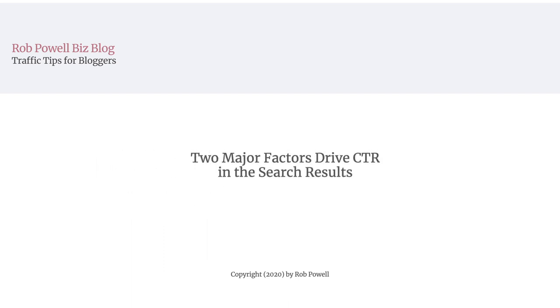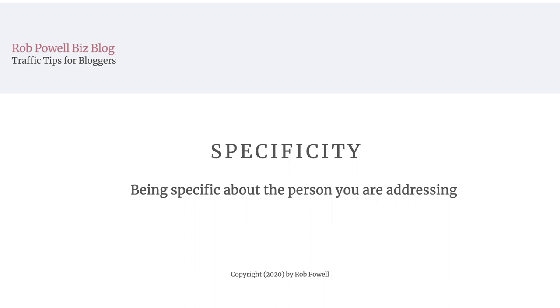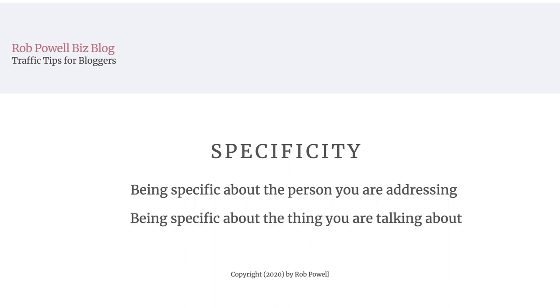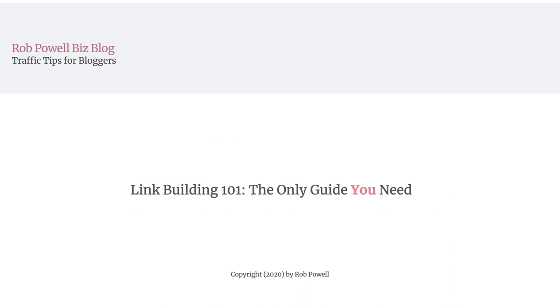So there are two things that drive high click-through rates in titles. The first is specificity, and that means being very specific either about who you're addressing or about the thing you're talking about. So for example, if you use the words you and your, click-through rates rise dramatically. Here's an example: Link Building 101, the only guide you need. Another example: How to build your email list fast.